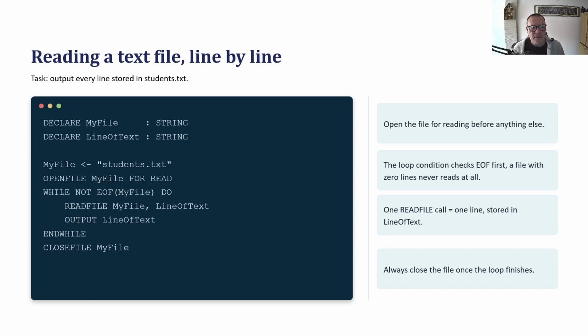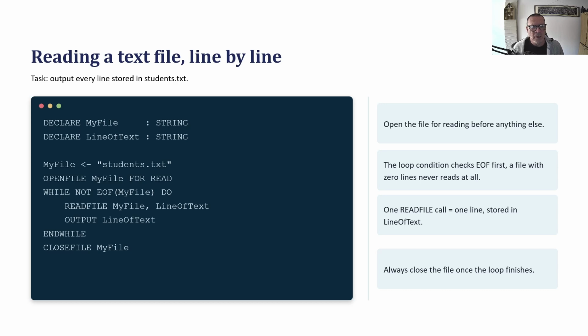If there isn't anything in the file when we open it for read, then it will set the end of file flag straight away. And that's why we're using a while not EOF there, because if it's empty, then we're not going to try and read it. If it's not empty, we'll go in there, read one line of the file into a variable called line of text, and then just output it.